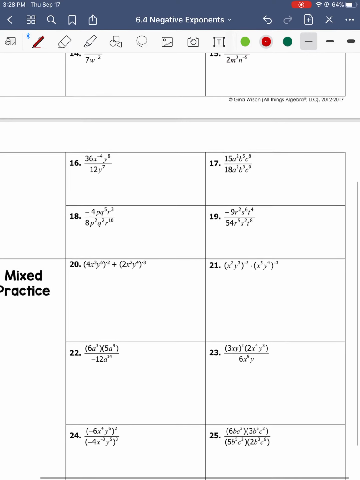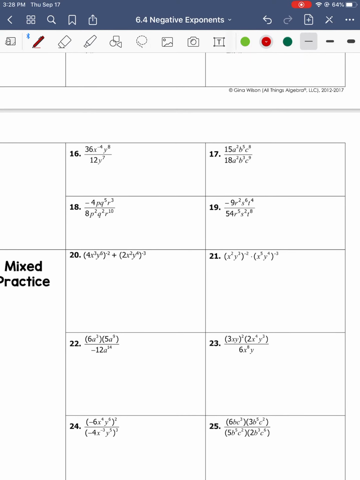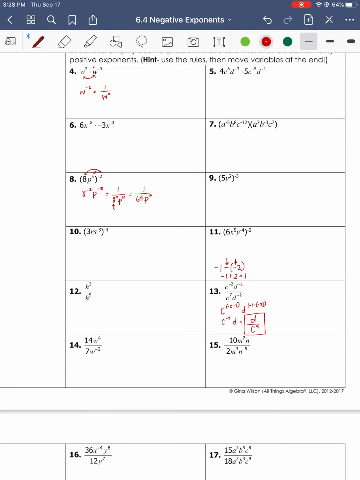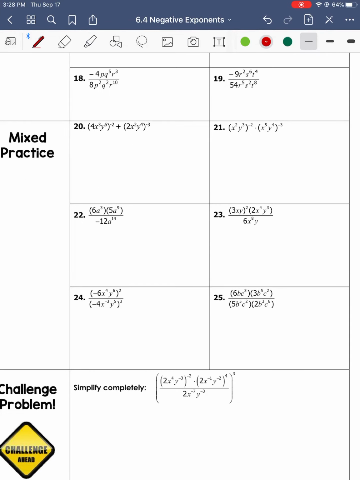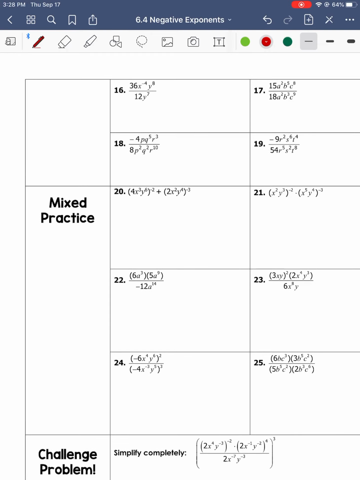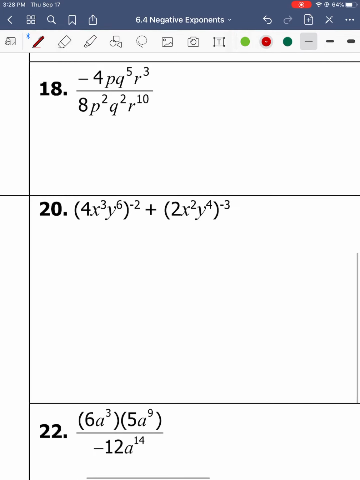Okay, so it looks like these start to get a little bit more tricky. We've done one of each: multiplication, a power, a division. So let's do one of the mixed practices. And then if you have more questions, you can always let me know. So let's do number 20. This has an addition in it.